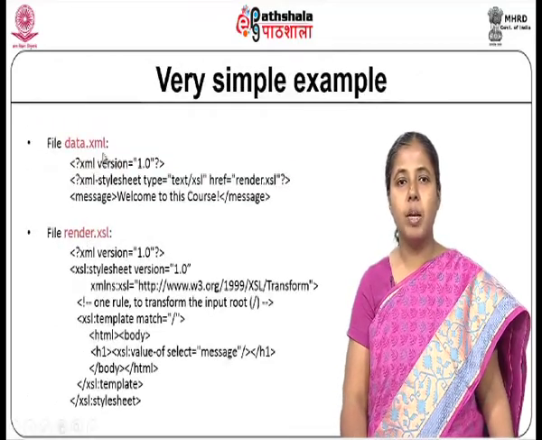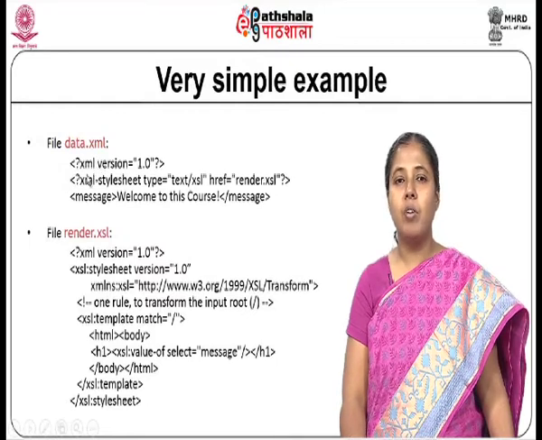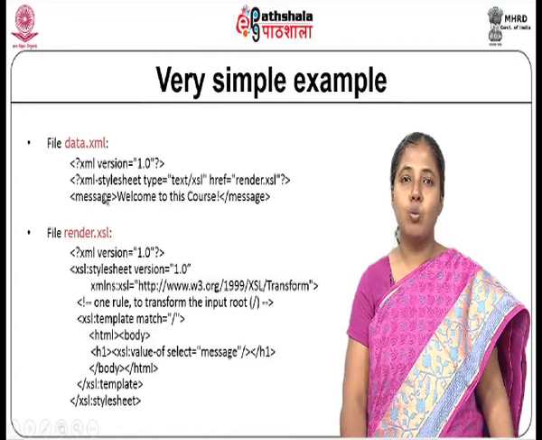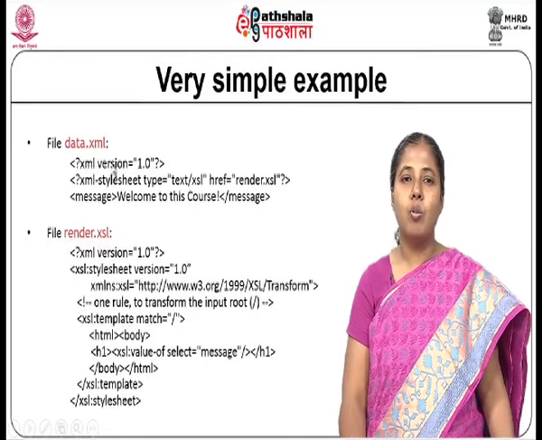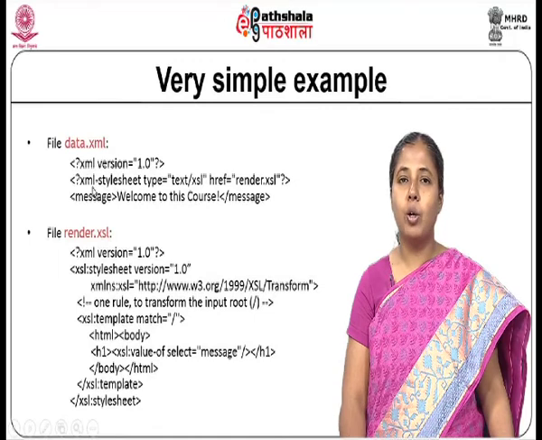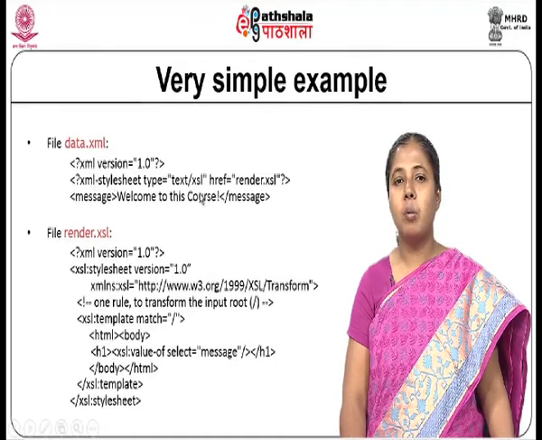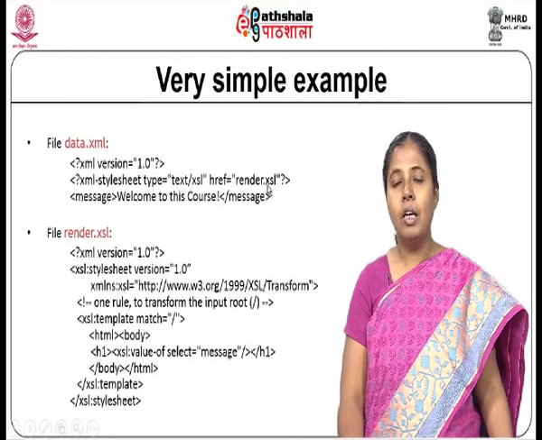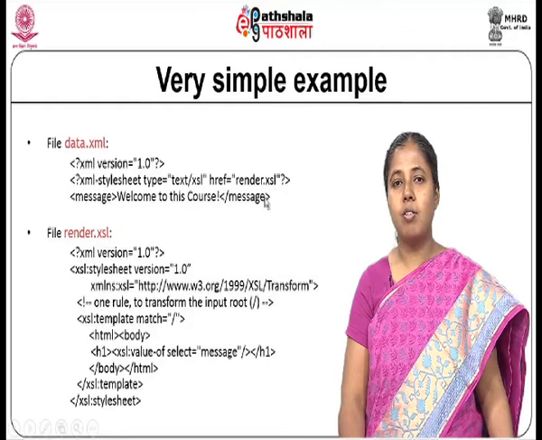Now, this is a very simple example given here. You have an XML file, and this XML file is using the XSLT file. The XSLT file has to be stored with an extension of .xsl. Within this XML file you want to include the stylesheet, so use xml-stylesheet with type equal to this, and use the href attribute to link to the XSL file. The XSL file is render.xsl, which is defined here.